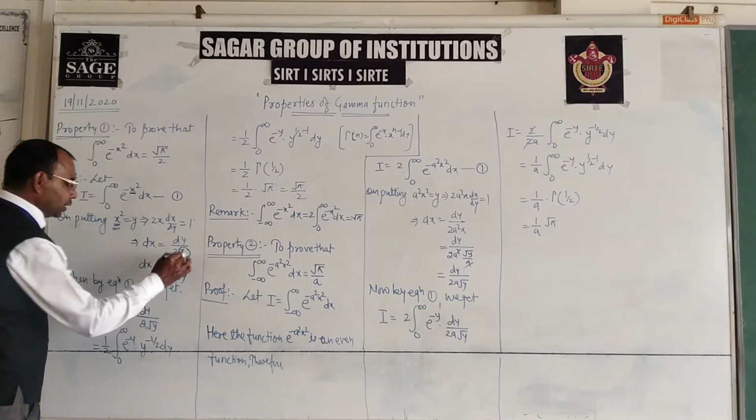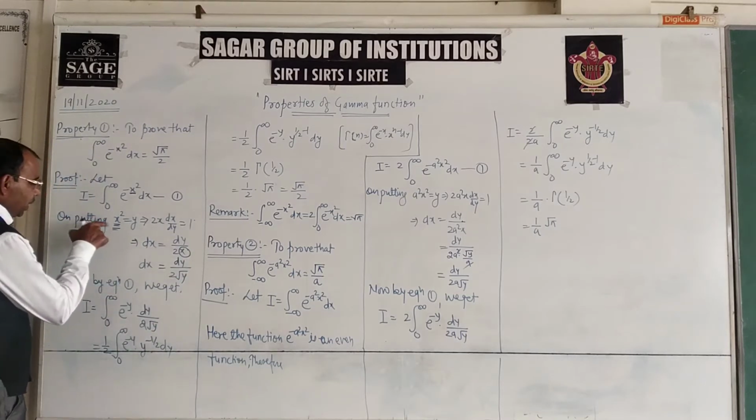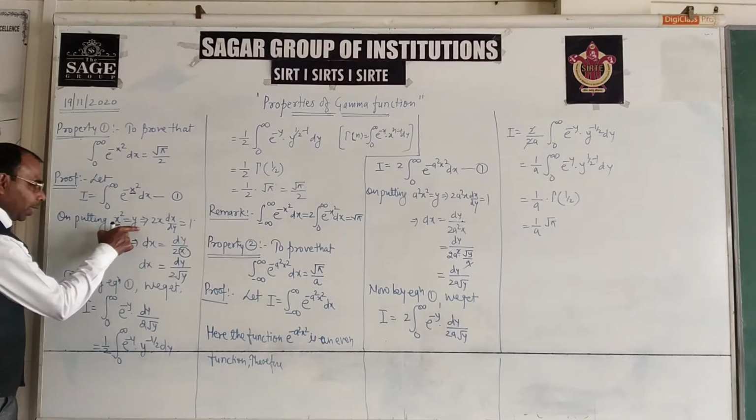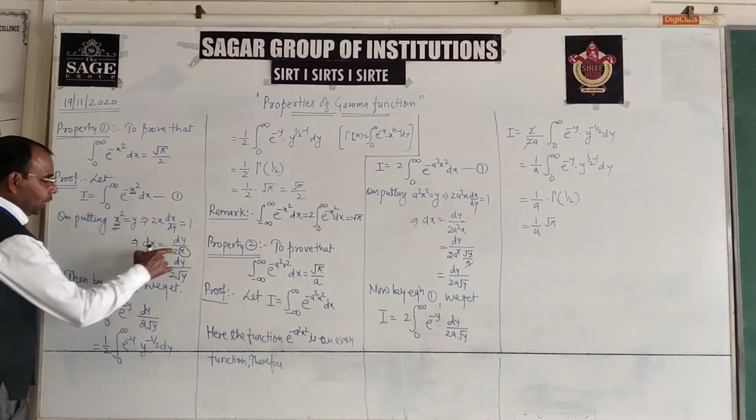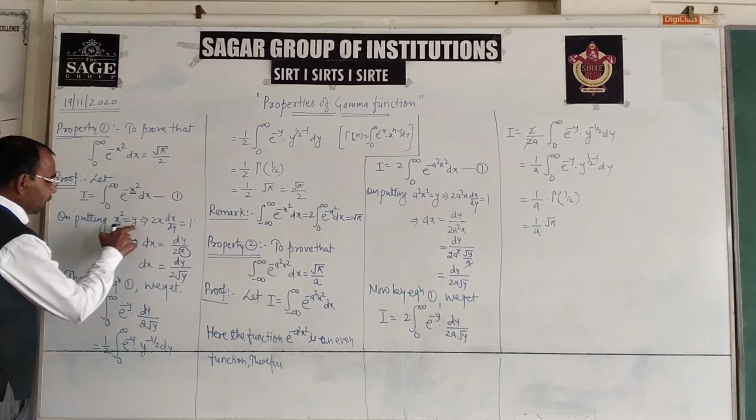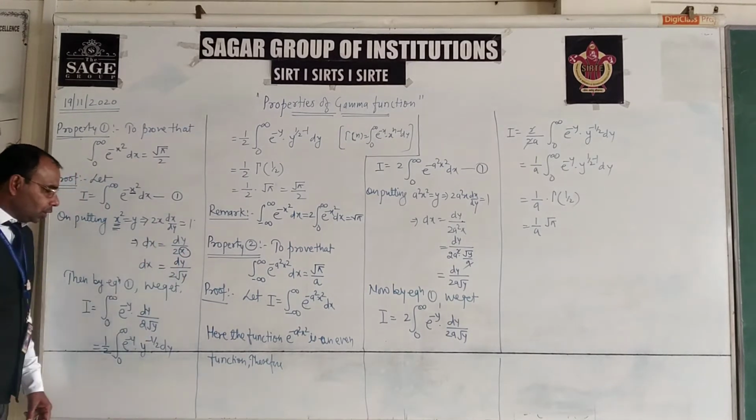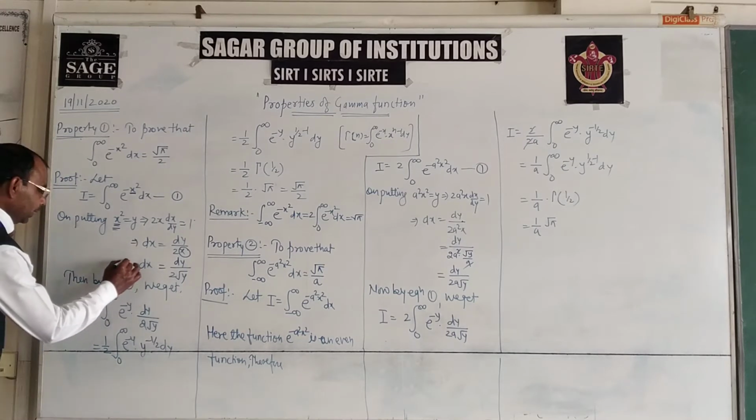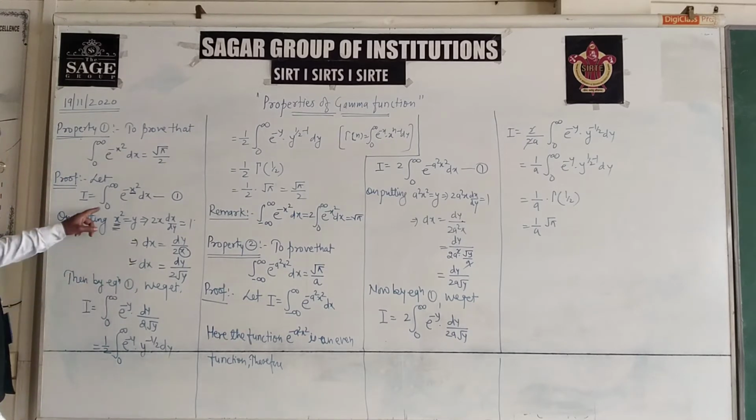Therefore, x is changed into y format. We have x square equal to y, therefore the value of x is under root y. Then dx equals dy upon 2 root y, and the limits are the same, because for y equal to 0 it is 0, and the square of infinity is infinity.